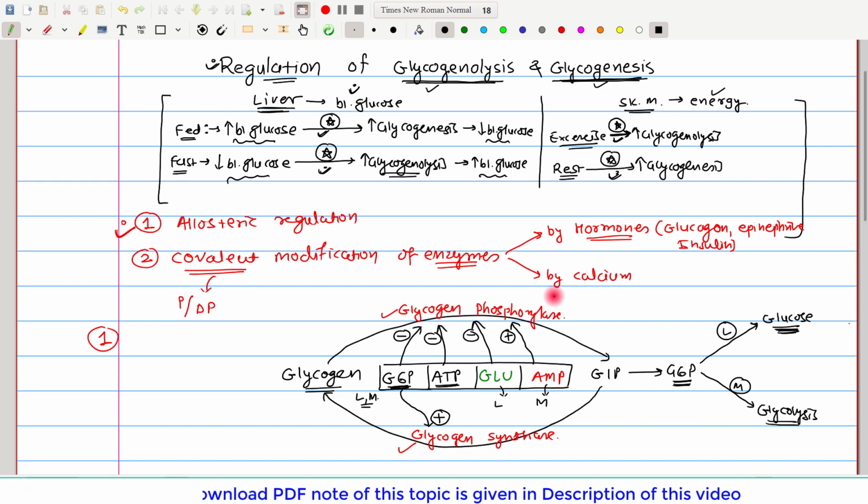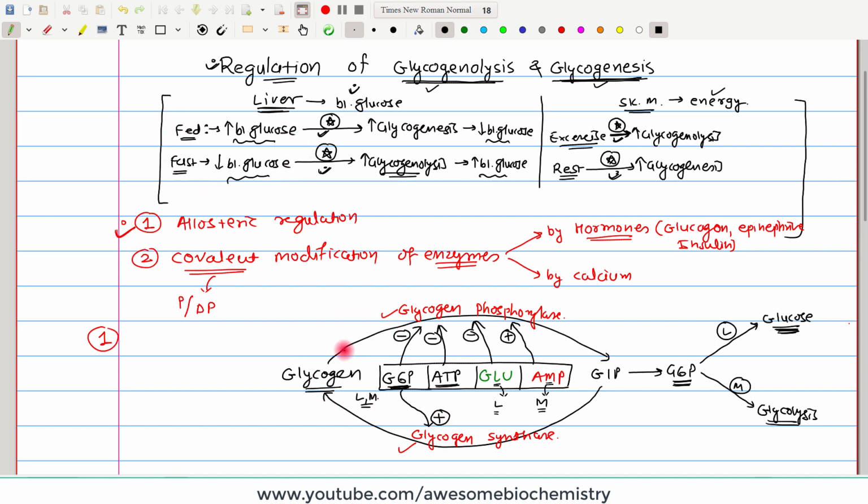Now many times students find it difficult to remember which compound is found in both the tissues, which compound is found in only liver, and which compound is found only in the muscle. So see over here that glucose contains L, so it is found in liver. Whereas adenosine monophosphate contains M, so it is found in muscle. Whereas the remaining molecules will be found in all the tissues, liver as well as skeletal muscle. Now let us try to link this finer detail with this bigger picture.